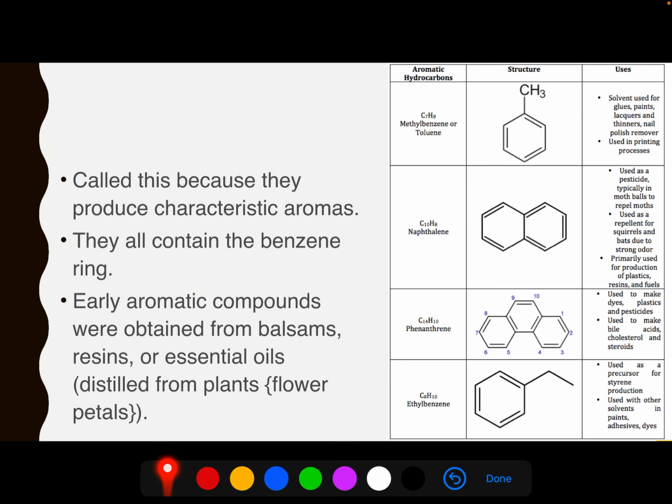Notice here, there are a few examples. We've got toluene used in glues and paints, definitely stinks. Naphthalene is one that's used in mothballs, actually causes some cancer now. Here's ones that used to make plastics, and then this one is a precursor for styrene or styrofoam.